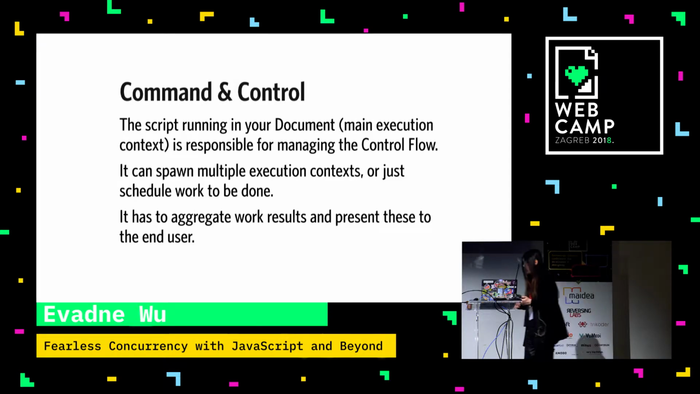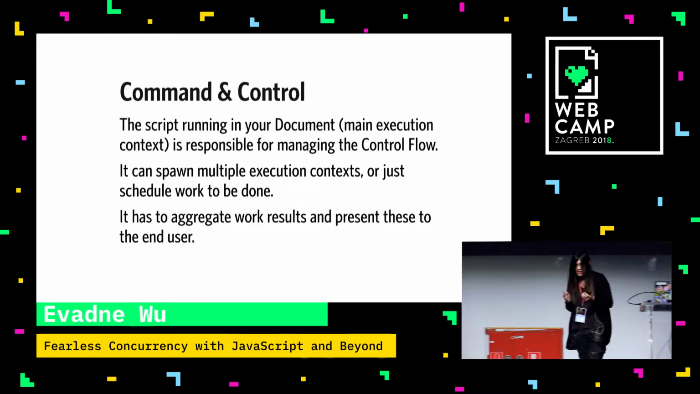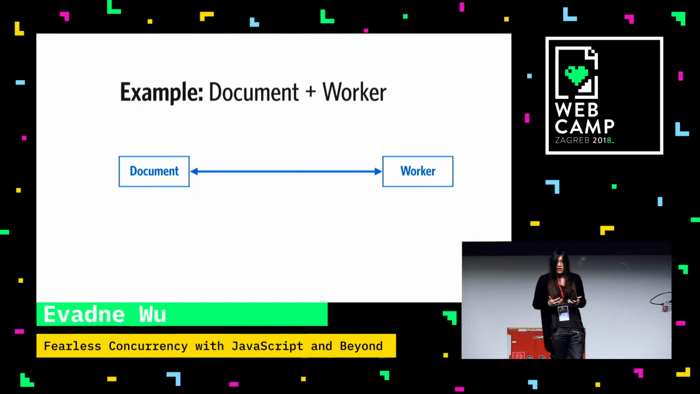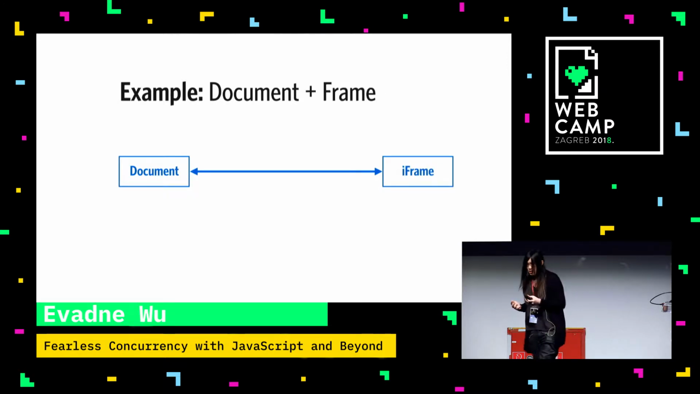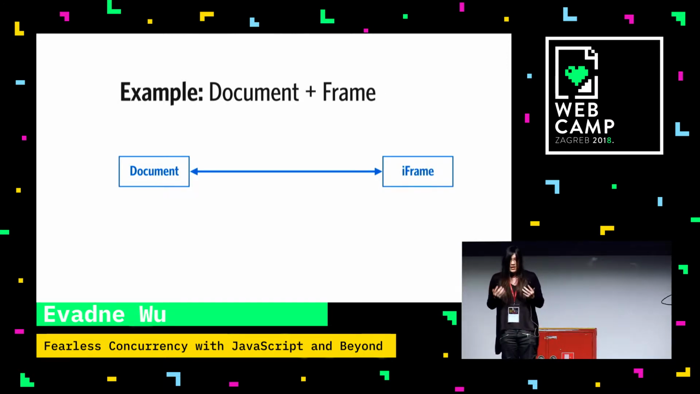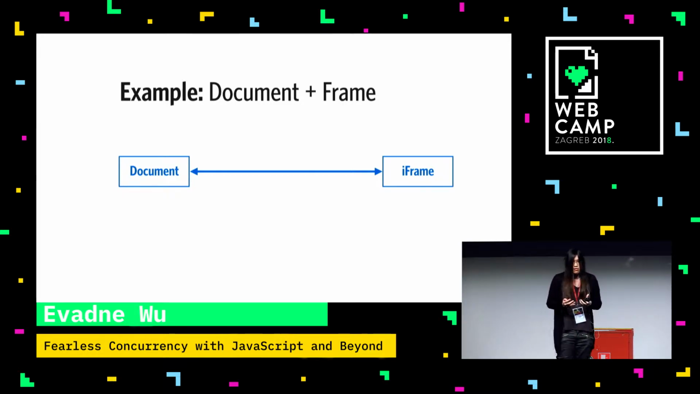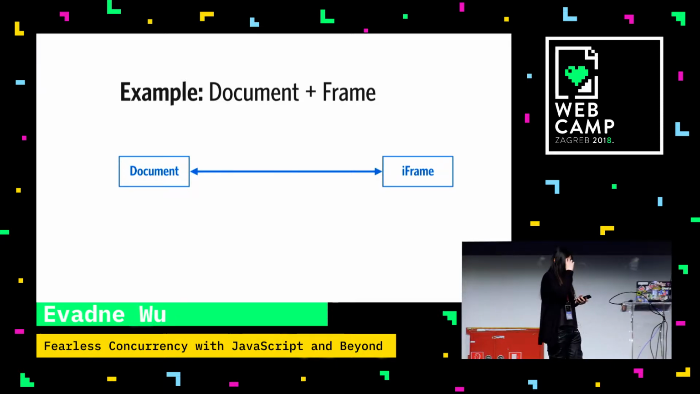So usually what will happen is you will have a document. The document will have a main script. The main script will spawn the workers that it requires. The main script will decide what to do with these workers and what to do with the responses it gets from the workers. So this is an example. You have a document. The document has a worker. Another example will be you got a document. The document has a frame. So usually that's basically how you do it. The first time, the version 1 of your code will look like that.